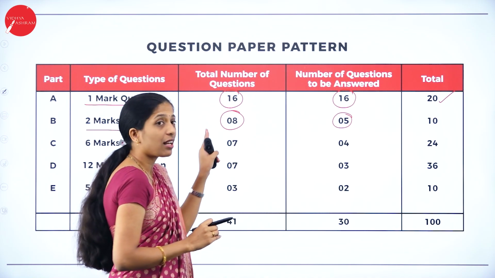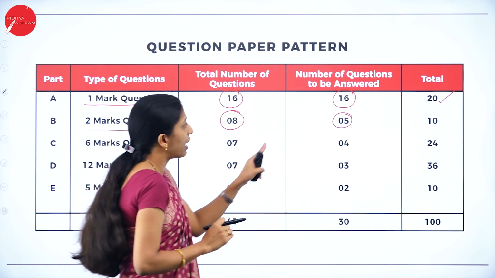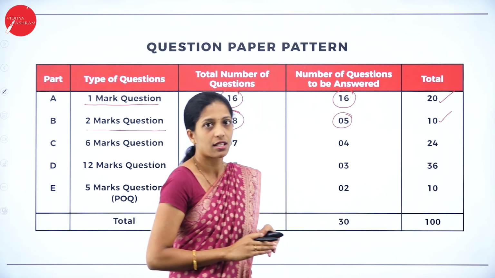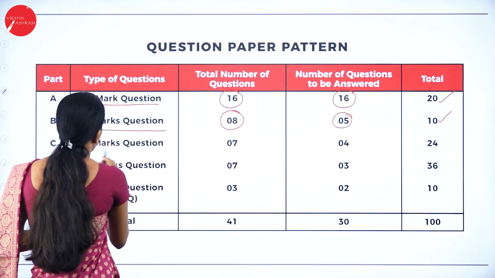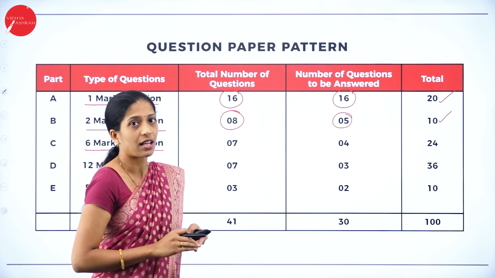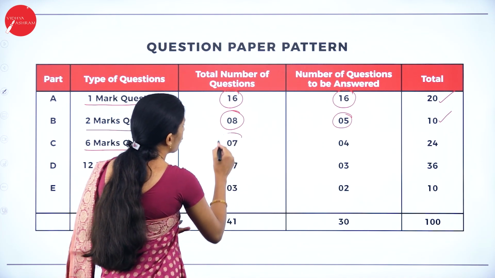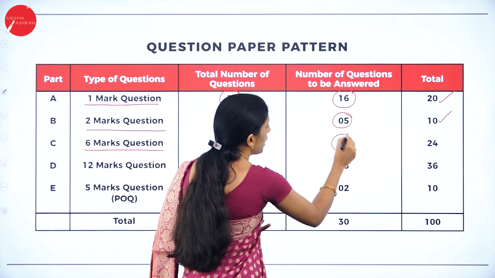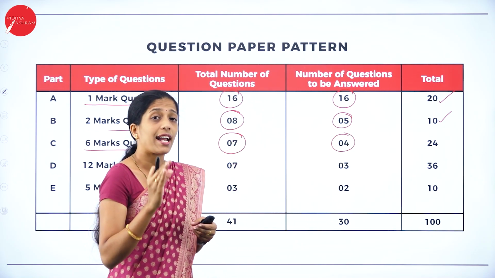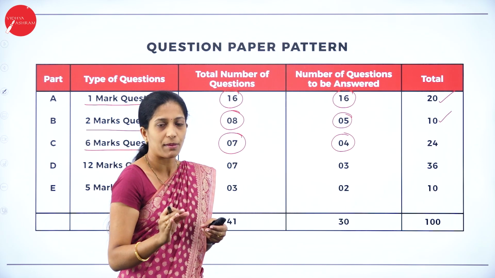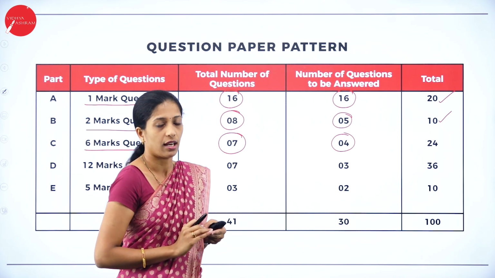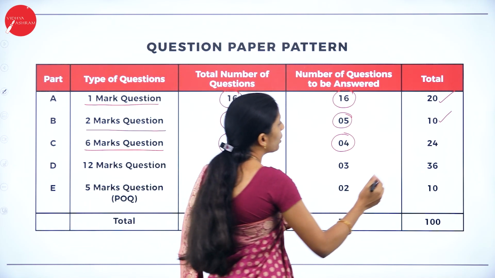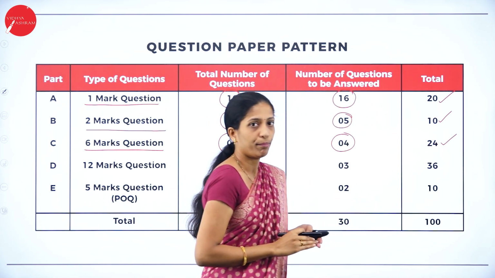Coming to part B, there are 8 questions where you have to answer any 5 and the total weightage is 10 marks. Coming to your part C, that is 6 marks questions. They will ask you 7 questions out of which you have to answer any 4. Here also there are high chances of getting full marks because you have options here. Out of 7 you have to answer any 4 and the total weightage is 24 marks.